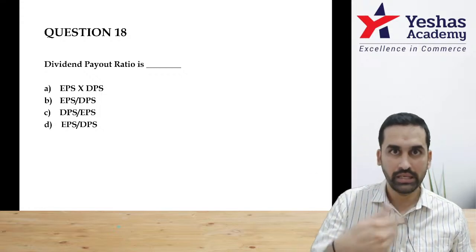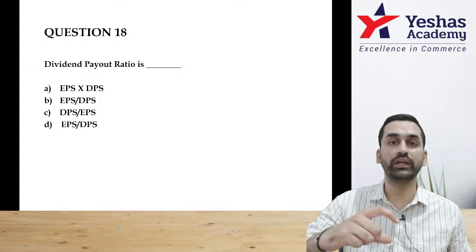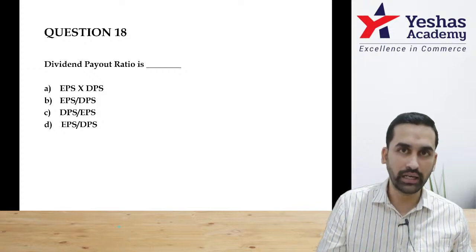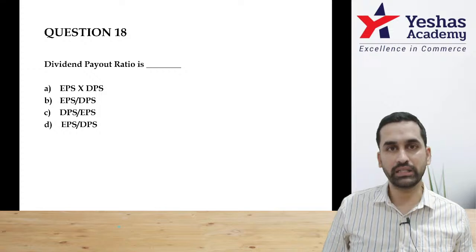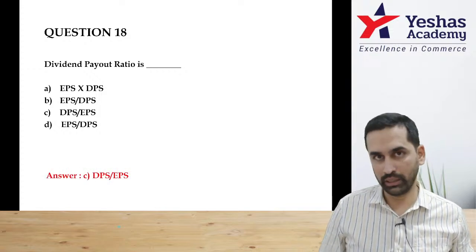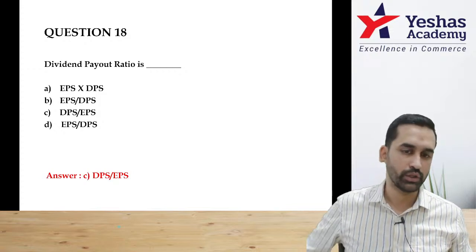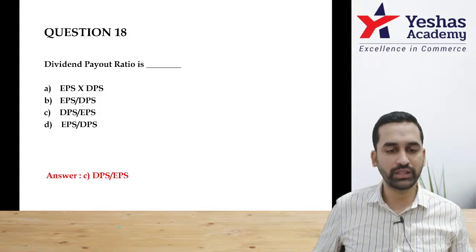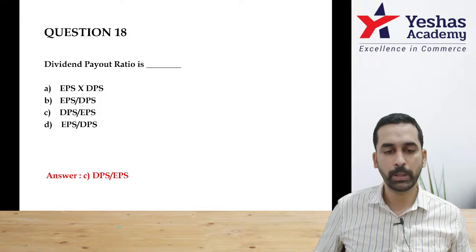DPS by EPS. Suppose earning per share is 10 rupees, and DPS, dividend per share, is 3 rupees. So 3 by 10, 30%. 3 by 10 is 0.3 or 30%. So the payout ratio will be option C, DPS by EPS.